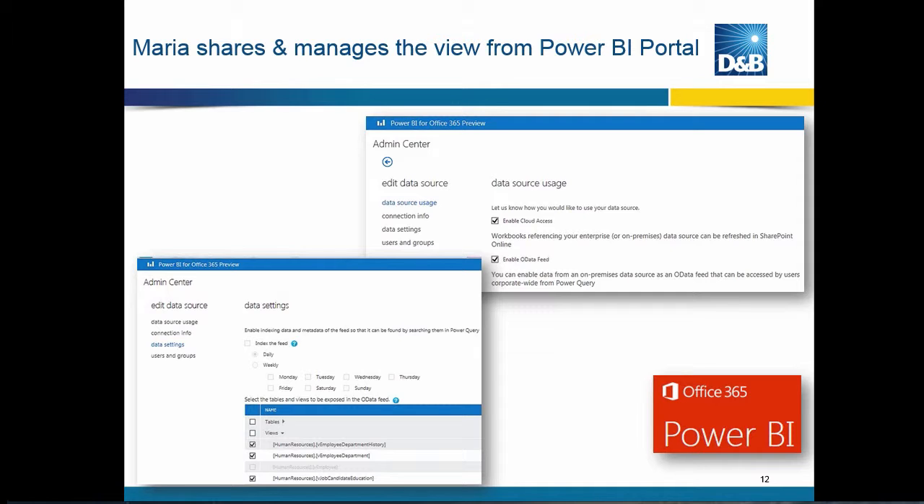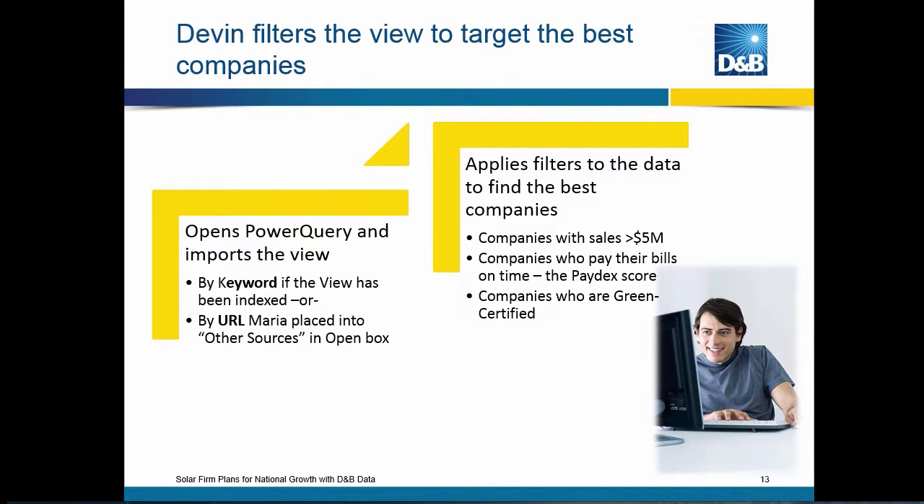And notice on the menu on the left side, she can also specify users and groups. If it's Active Directory federated, those would be Windows users. Otherwise, it would be an alternate type of security that is appropriate for your scenario. So Devin, once he gets this list, he brings it into PowerQuery, like I said, either by keyword, so he can just type in construction companies, or by URL, the OData endpoint, if Maria gave him that option.